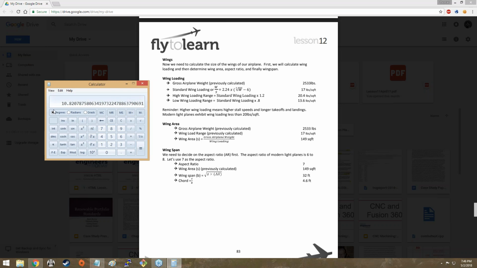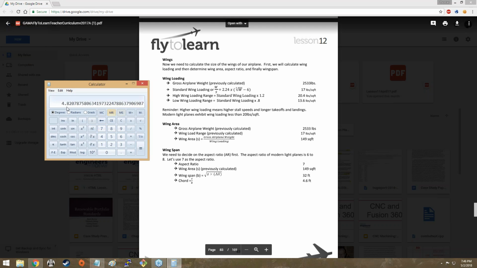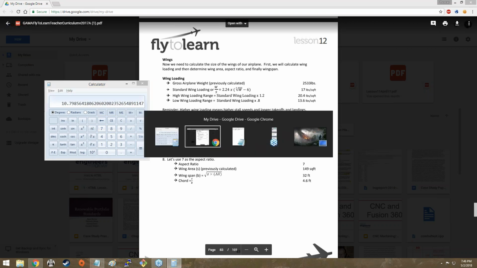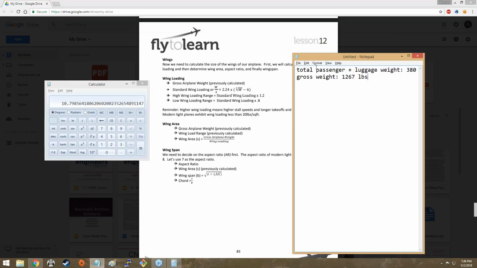Now that we've gotten the cube root, which is 10.82 and so on, this value to the third power will give us about 1,267. We subtract 6 from this, which gives us 4.82, and we multiply it by 2.24. Let's say it gives us 10.8. So our standard wing loading is 10.8 pounds per square foot.